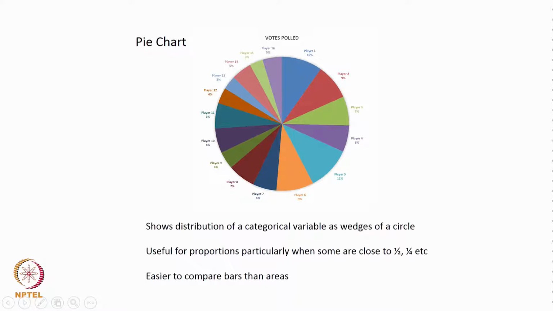Pie chart shows the distribution of a categorical variable as wedges of a circle. The most important thing to understand in a pie chart is that it is used for fractions or proportions. Pie charts are useful for proportions, particularly when these proportions are closer to half, 1/4 and so on. The simple reason is that pie charts are used for proportions, while bar charts are actually used for absolute values and numbers. There is a general feeling that it is actually easier to compare bars than compare areas.